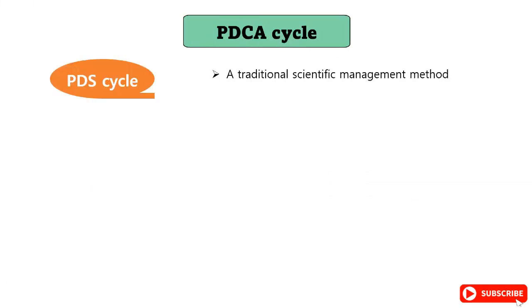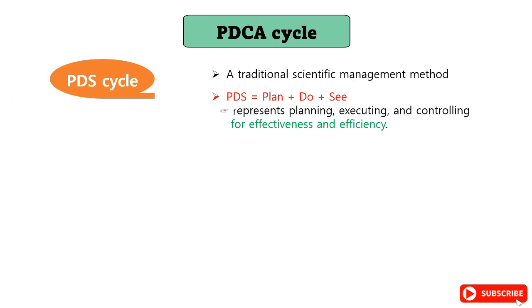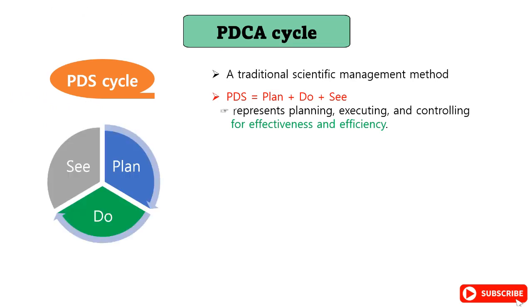First, let me explain the PDS cycle. The PDS cycle is a traditional scientific management method which stands for Plan, Do, See. In other words, the PDS cycle represents planning, executing, and controlling for effectiveness and efficiency. Management refers to the process that individuals or organizations create and execute plans and control.